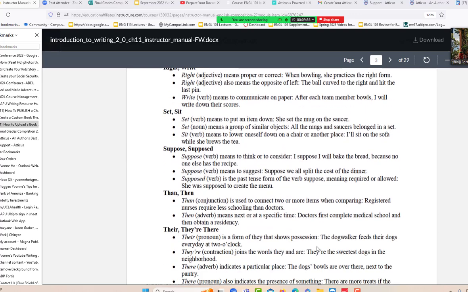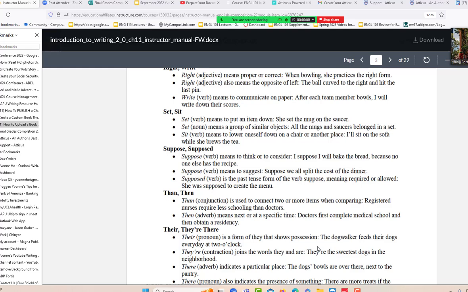Set, sit. Set means to put an item down. She set the mug on the saucer. Set also means a group of similar objects. All the mugs and saucers belonged in a set. Sit means to lower oneself down on a chair or another place. I'll sit on the sofa while she brews the tea.